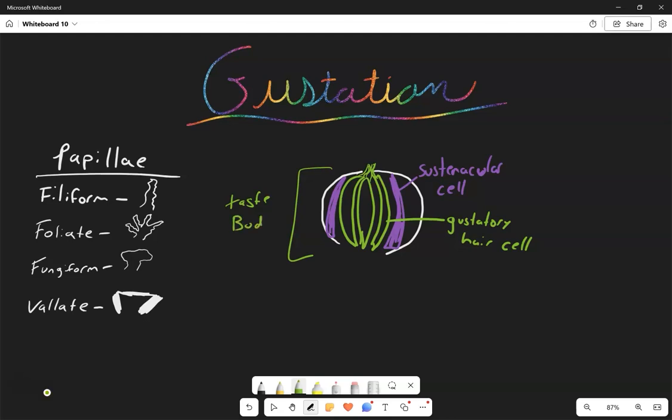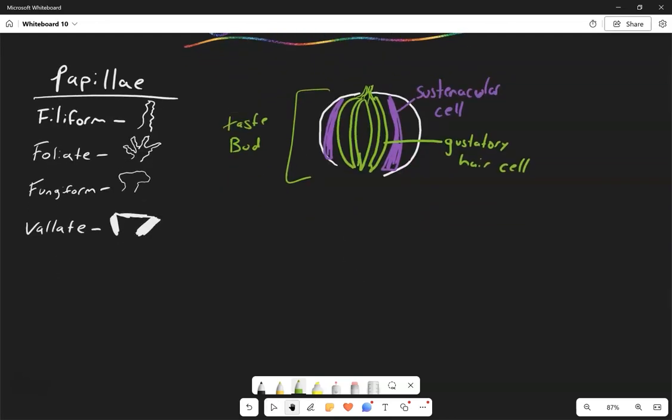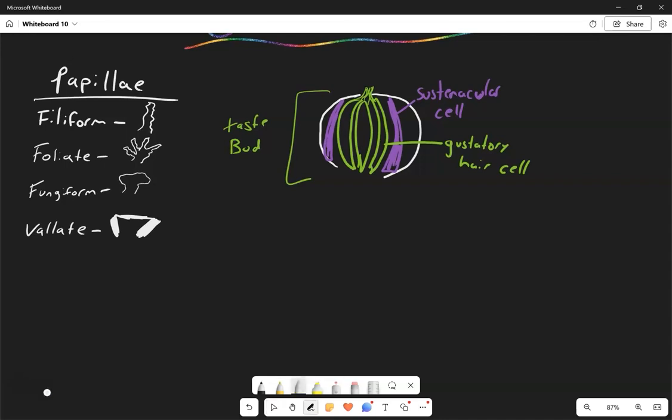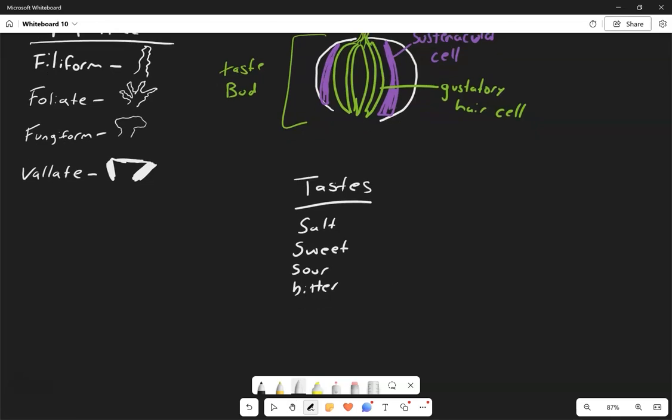There are 5 different tastes that we talk about. Can you think of what those are? Salty, yep, everybody's going to get salty, sweet, sour. And can we get the other ones? The last 2 are the hard ones. You have bitter, and we have a savory taste, which is what we refer to as umami.